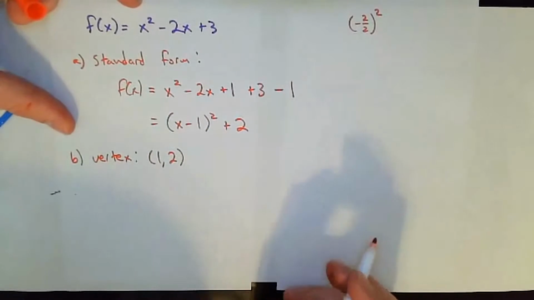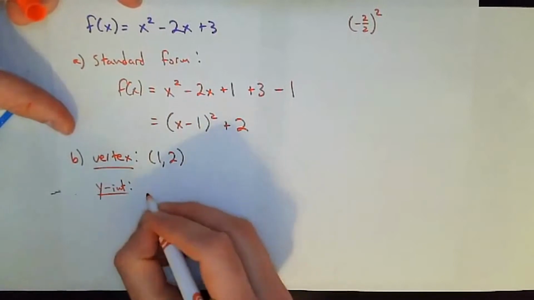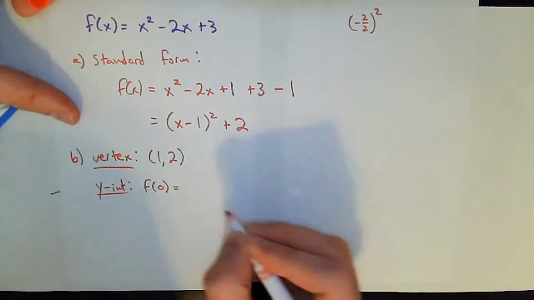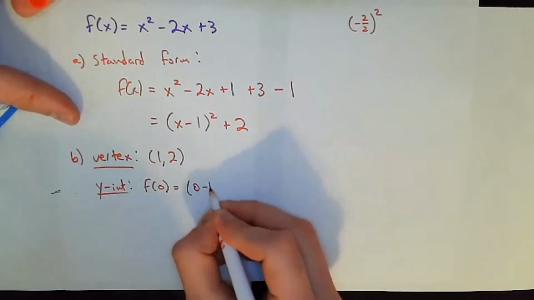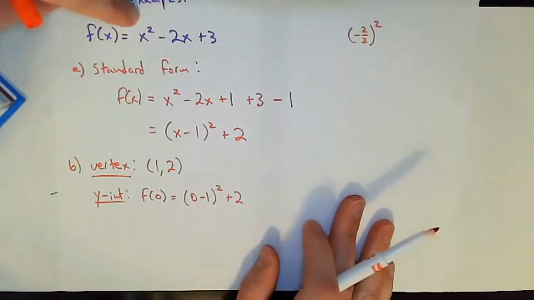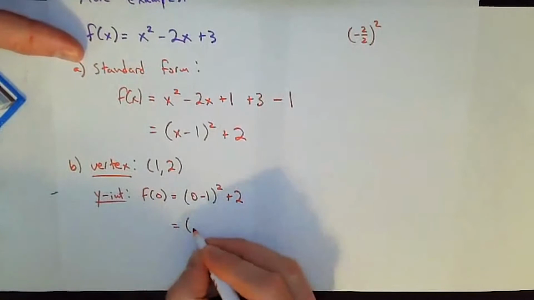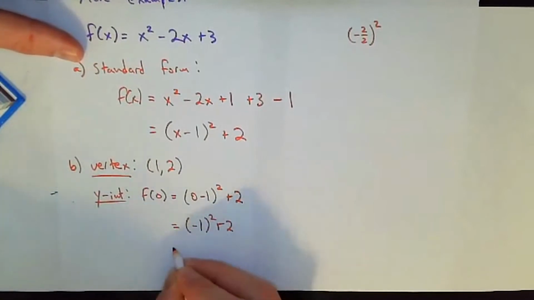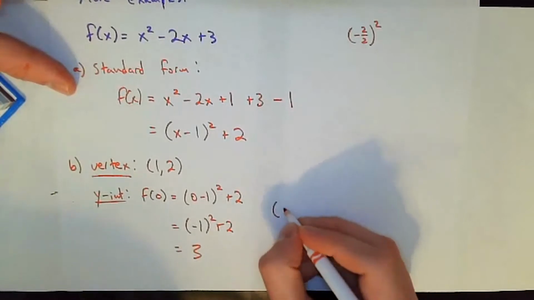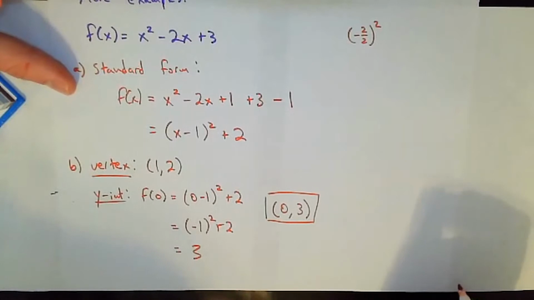Part B, sorry, y-intercept. The y-intercept is going to be plugging in 0 for x. So f of 0 is equal to 0 minus 1 all squared plus 2. You could also plug into the original form and you should get a 3. Let's see if it works here as well. That's negative 1 squared plus 2. Negative 1 squared is 1, so 1 plus 2 is 3. So my y-intercept is 0, 3.